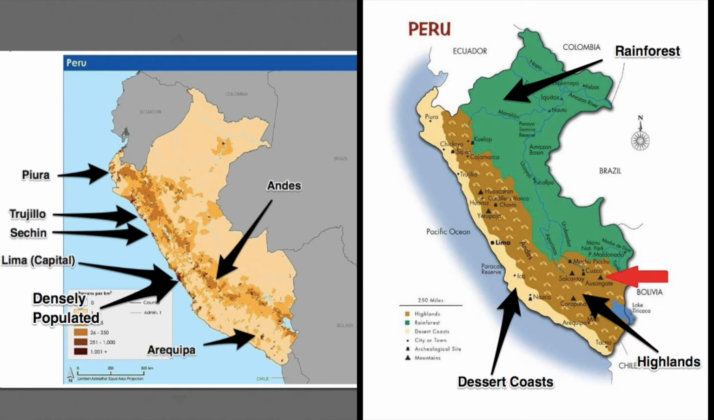Overall, Peru is more underpopulated than overpopulated because nobody lives in the rainforests, but Lima is overpopulated because of the dense population.